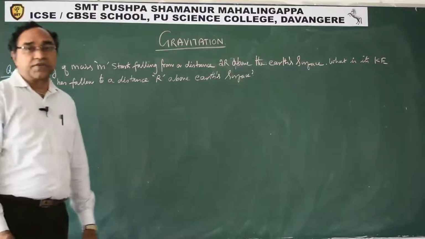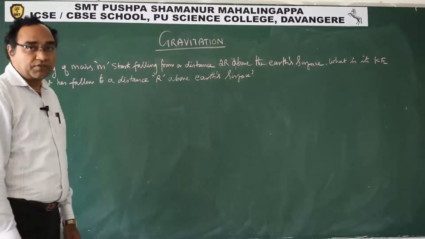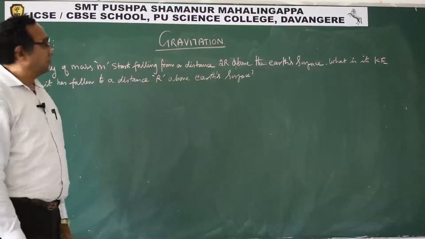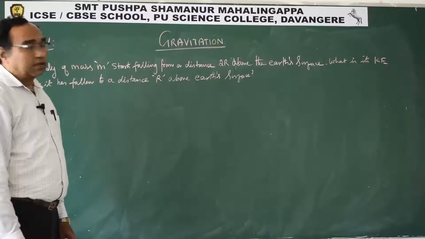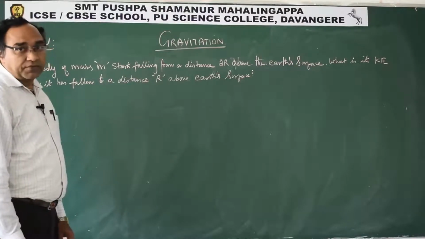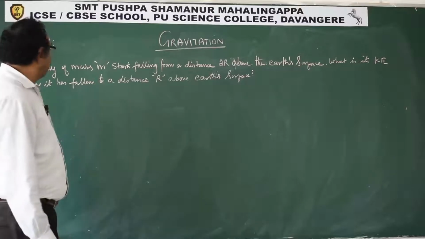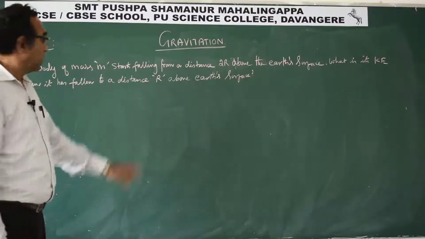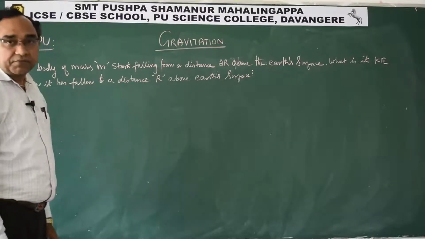Now students, let us take one more question. The question is like this. A body of mass m starts falling from a distance 2R above the earth's surface. What is its kinetic energy when it has fallen to a distance R above the earth's surface?